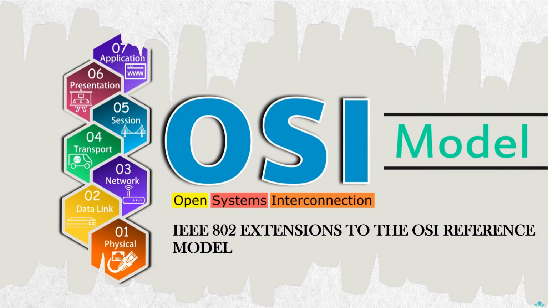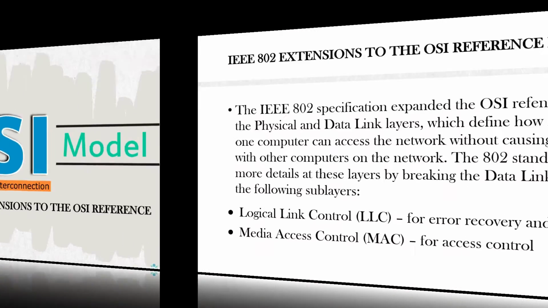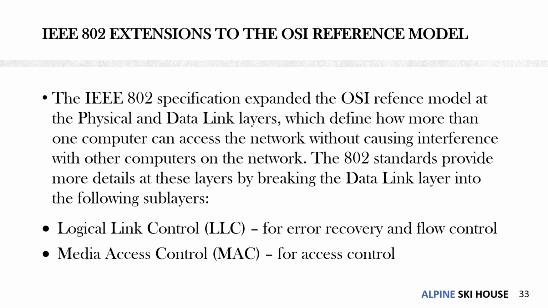And now let's go to IEEE 802 extensions to the OSI reference model. The IEEE 802 specification expanded the OSI reference model at the physical and data link layers, which define how more than one computer can access the network without causing interference with other computers on the network. The 802 standards provide more details at these layers by breaking the data link layer into the following two sublayers.